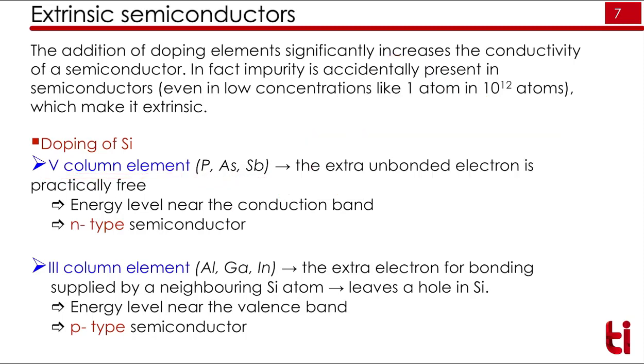This will give extra free electrons for conduction, and this we call n-type semiconductor. If we add third column elements such as aluminum, gallium and indium, this will give an extra hole to the parent material, and this we call p-type material. N-type is called negative type, p-type is called positive type, because this will give electrons for conduction, this will give holes for conduction.